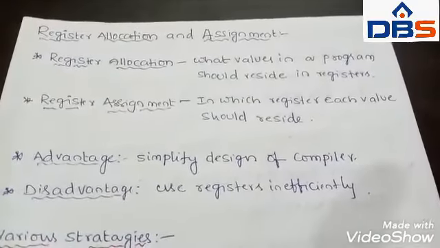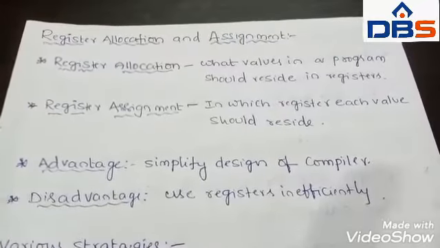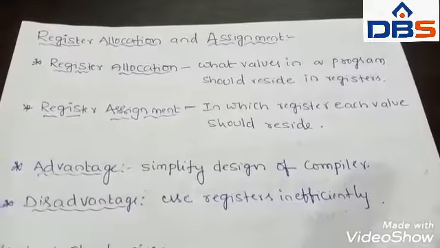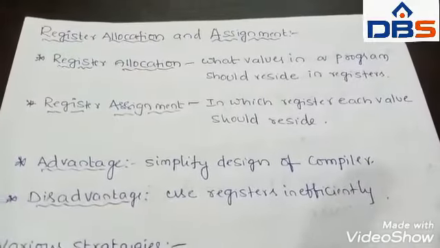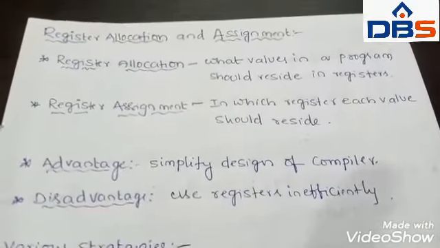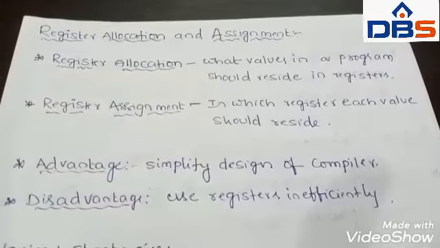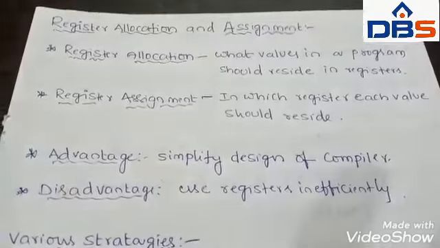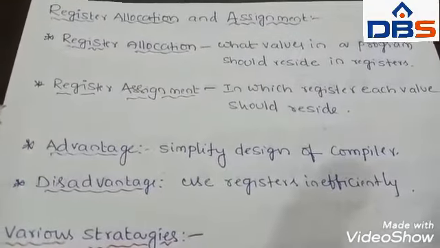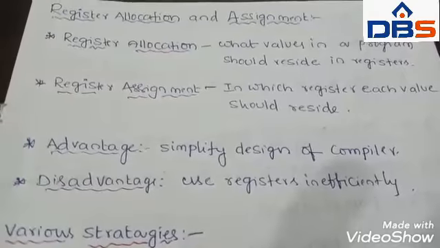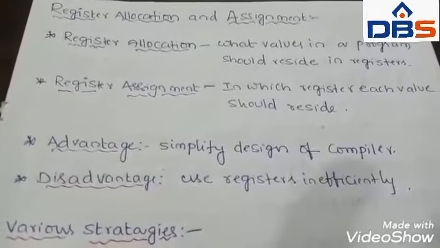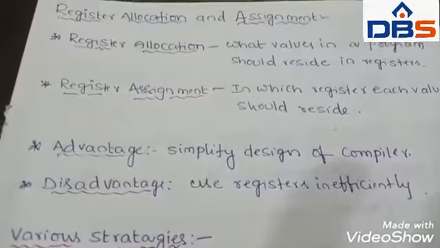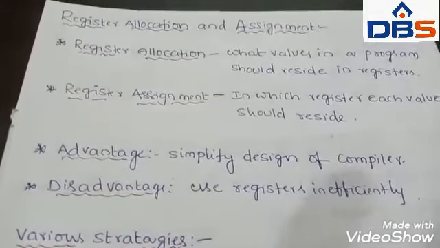Myself Venkatesh. Today we are going to discuss register allocation and assignment, as well as dynamic programming code generation. Coming to register allocation and assignment, generally instructions involving only register operands are shorter and faster than those involving memory operands. This also means that proper use of registers helps in generating good code.